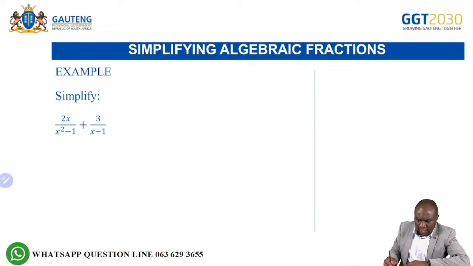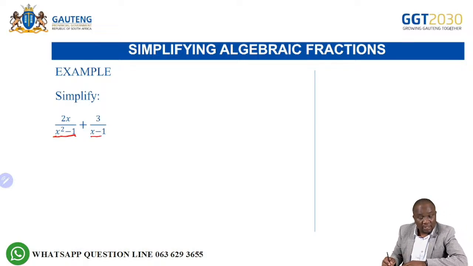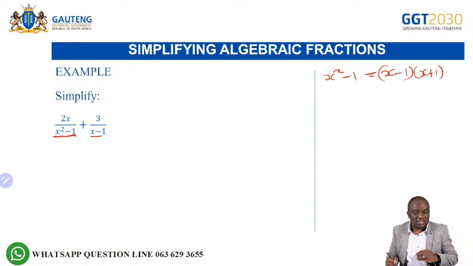Now, what we have here, we are adding the 2 fractions, but we have x minus 1, x squared minus 1 here, and x minus 1. These are 2 different things. But x squared minus 1, what type of an expression is that? That is difference of 2 squares, because 1 is a square number. So it's going to be x minus 1, x plus 1. Now we know how to factorize difference of 2 squares, isn't it?